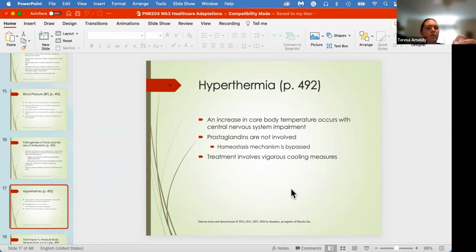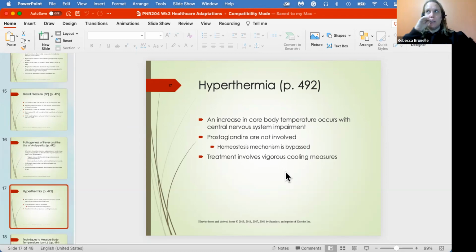Isn't that when you're really cold or something? That's hypothermia. Hyper is high and hypo is low. So hypothermia is cold, but hyperthermia is overheating. Really, really high temperatures, and it's not related to an infection, and it's not related to prostaglandin production.